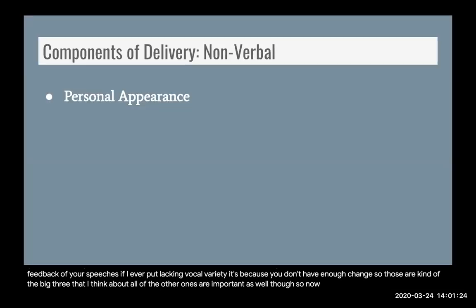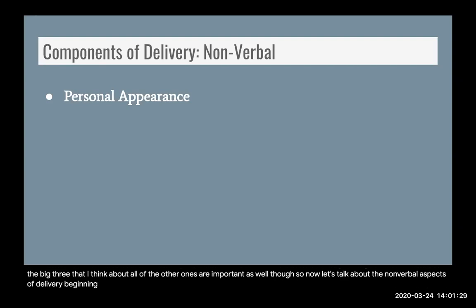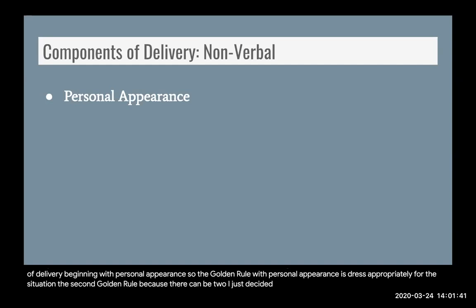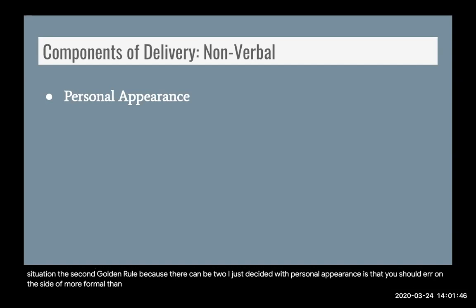So now let's talk about the nonverbal aspects of delivery, beginning with personal appearance. The golden rule with personal appearance is dress appropriately for the situation. The second golden rule, because there can be two, I just decided, is that you should err on the side of more formal than more casual. So you should be mindful of your audience, of the setting, of the context, of the dress code itself. If it makes sense, then that's okay.